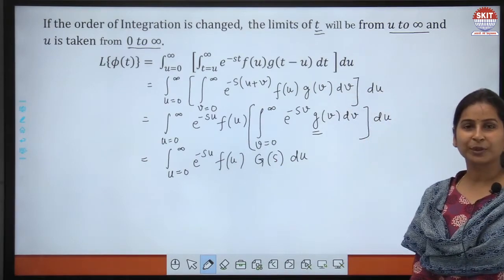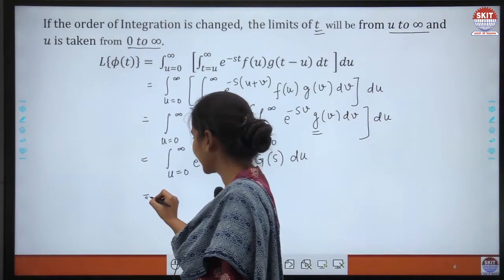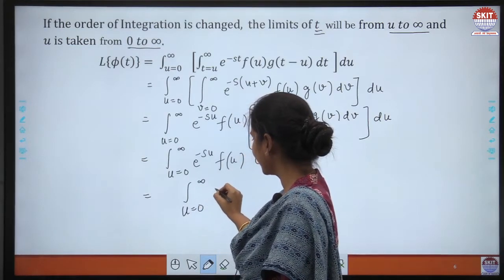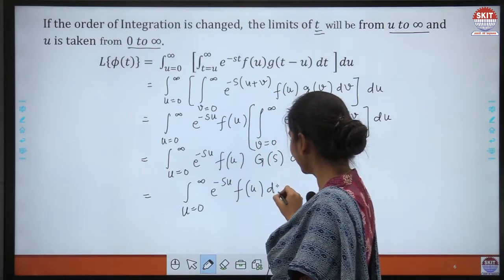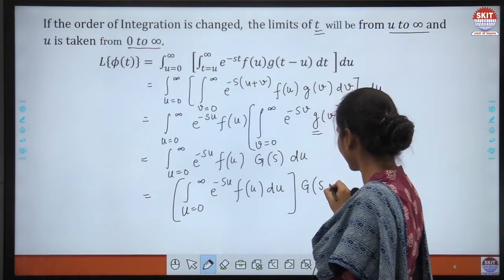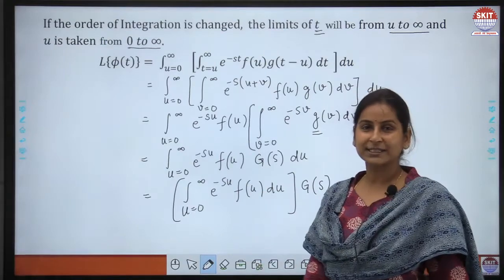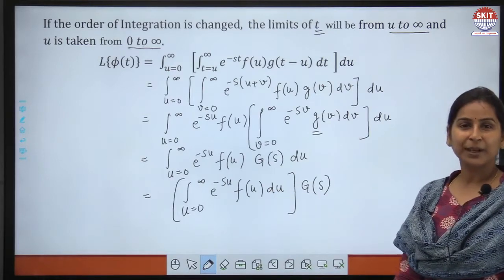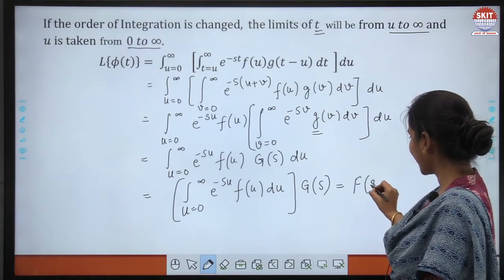Now this integral has to be evaluated for u, so g(s) will behave like a constant and it can be taken common. So I have this integral from u = 0 to infinity of e to the power minus su, then f(u), then du, and g(s) taken common. So now again look at this bracket. It is e to the power minus st f(t) dt, where t is replaced by u. So you can simply see that this is again Laplace of f(u) or Laplace of f(t). So I have the result F(s) and G(s).